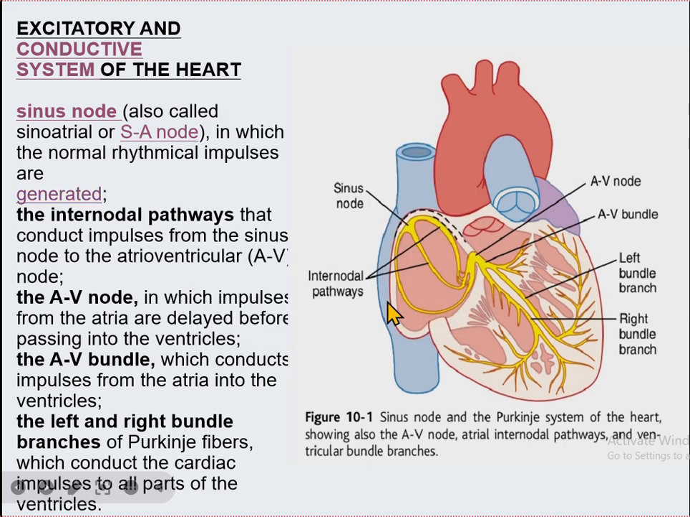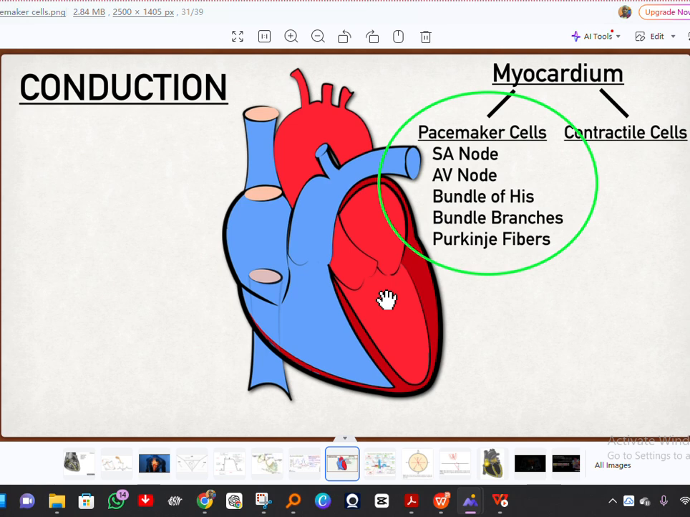So these impulses that are generated by the sinoatrial node have to be conducted. If you look at the heart muscle, it has two types of cells. We have cells that are excited and able to produce impulses, but we also have contractile cells that don't produce impulses, they simply contract. So the SA node, the AVN, the bundle of His, the Purkinje fibers, the bundle branches, they themselves cannot contract.